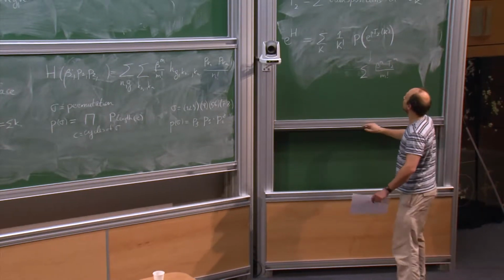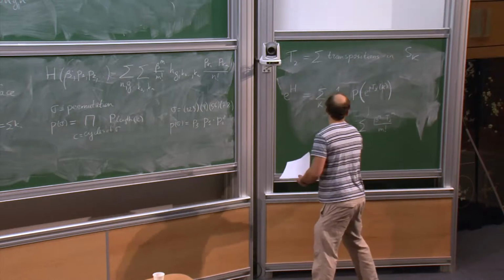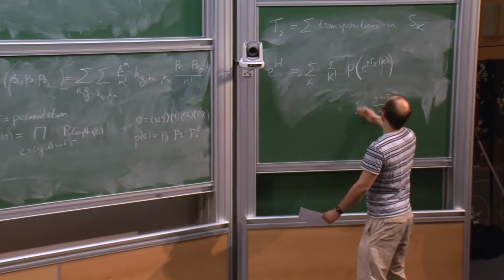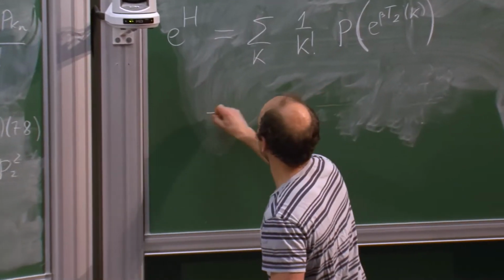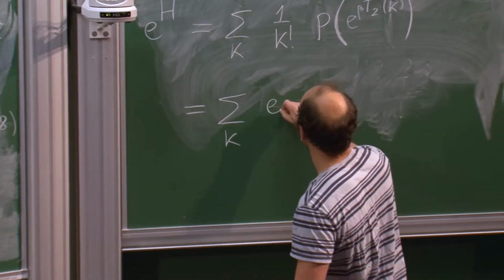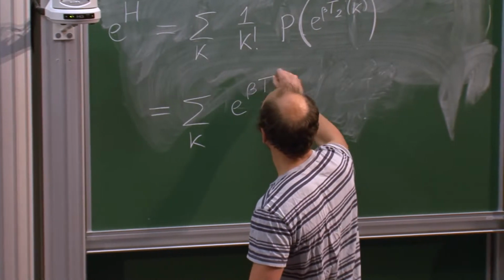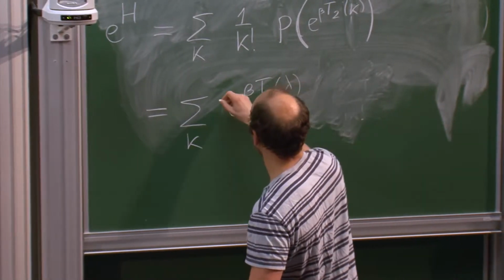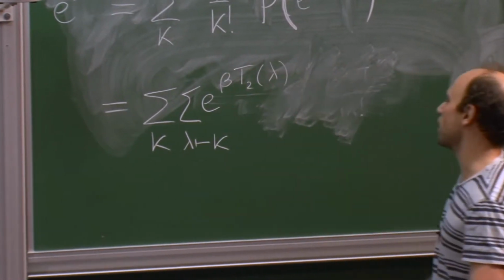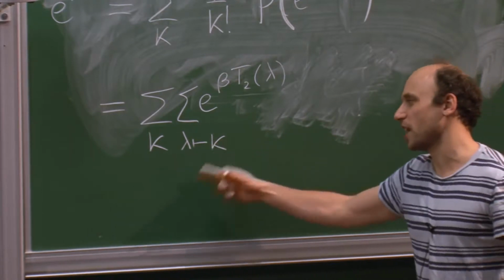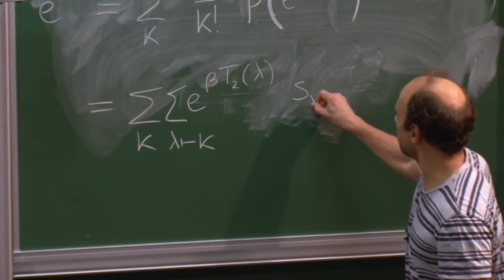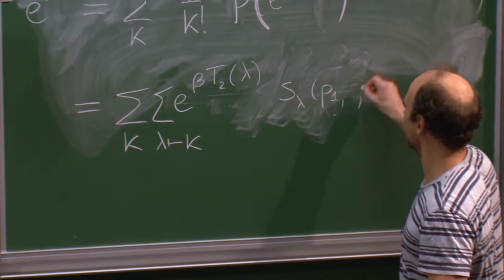Yes. So actually, I can push this one step further. This is also equal to the sum over k of e to the power beta t2 of lambda, so the sum over partitions of k, representations of Sk. Lambda here is a partition of k that represents a representation of Sk, times the Schur polynomial of P1 and so on, Pk.